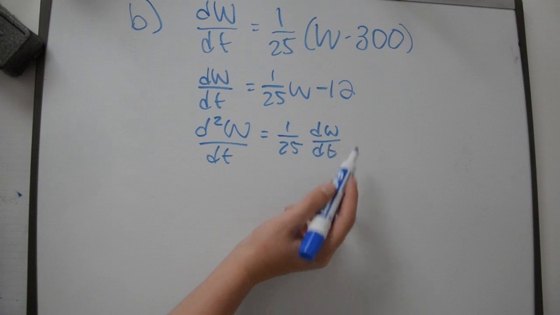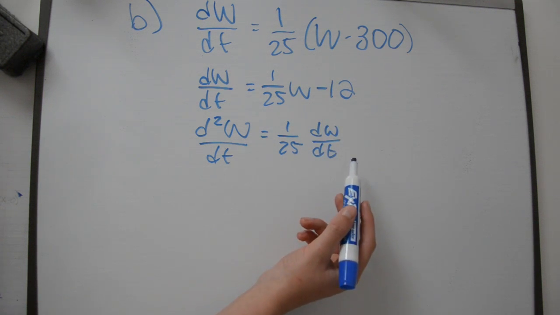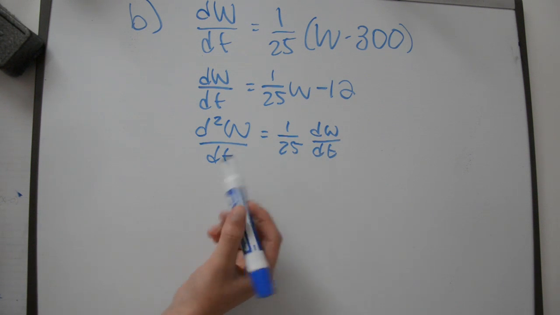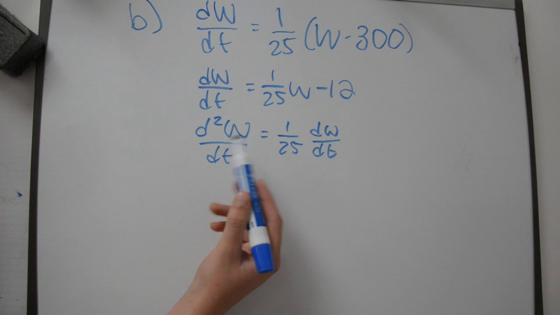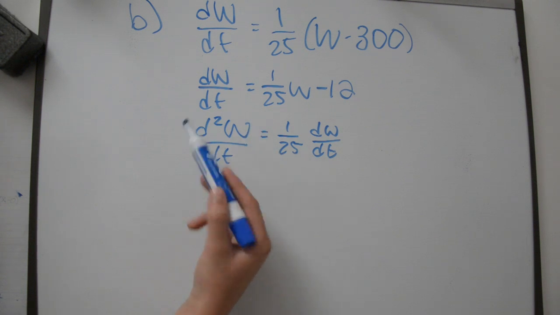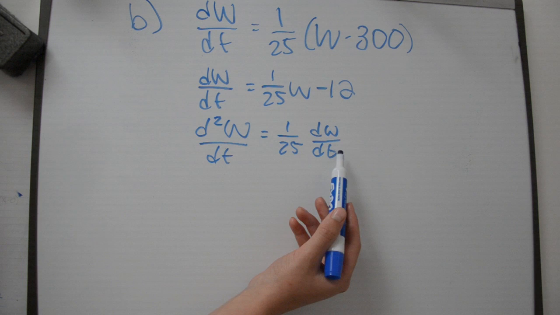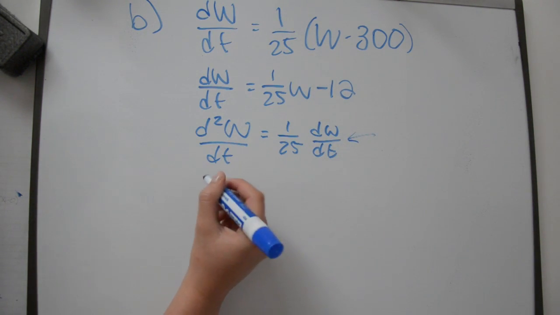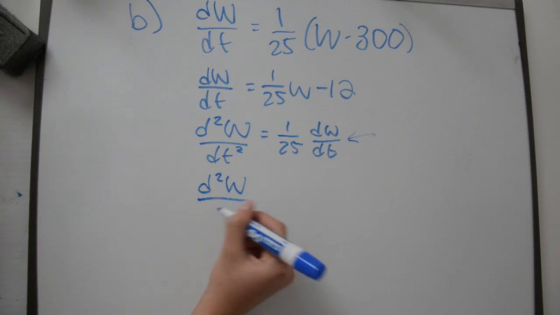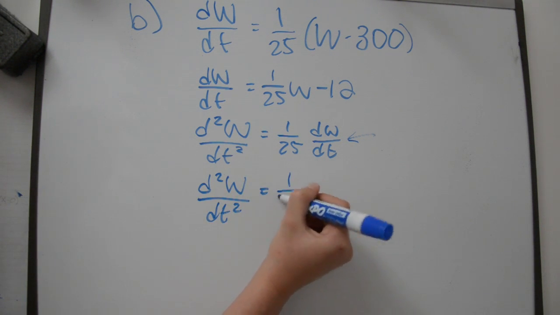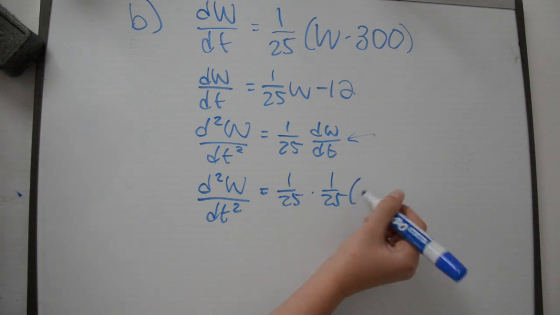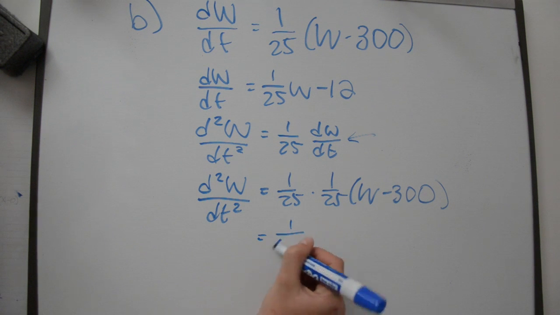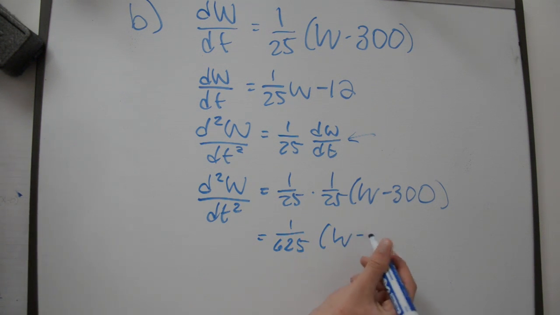You are doing this because of the dW over dt portion: because of implicit differentiation, since you're differentiating with respect to t, and the expression is in terms of W, you have to put dW over dt right next to it. So then you already know this portion from the original equation, so you can just plug that in. Then you get 1/25 times 1/25 times W minus 300. Once you're at that part, you can simplify and get 1 over 625 times W minus 300.